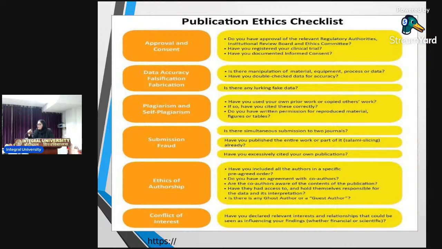PubPeer is the engine where you will find information about the post-publication review process. Then you have Retraction Watch. Retraction Watch is a consolidated database where you have all these papers which were called out and retracted, taken out from the literature because of misconduct. Okay? So is this checklist clear to you?